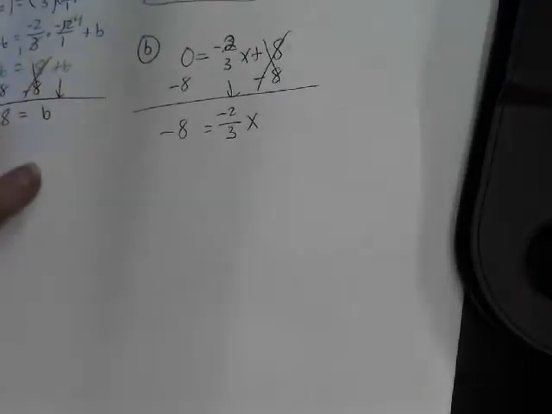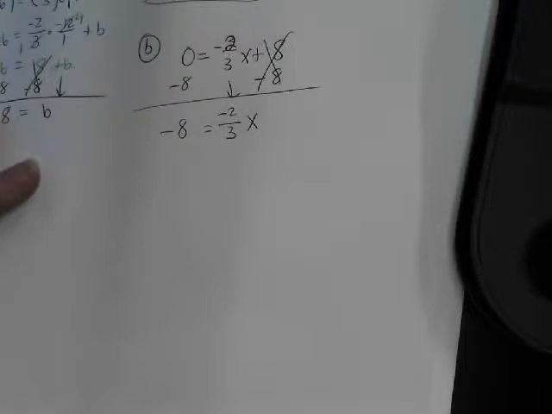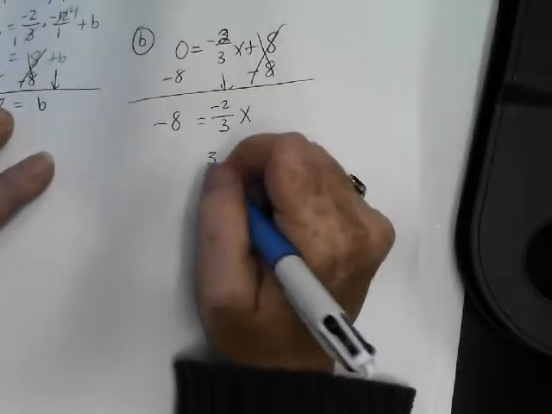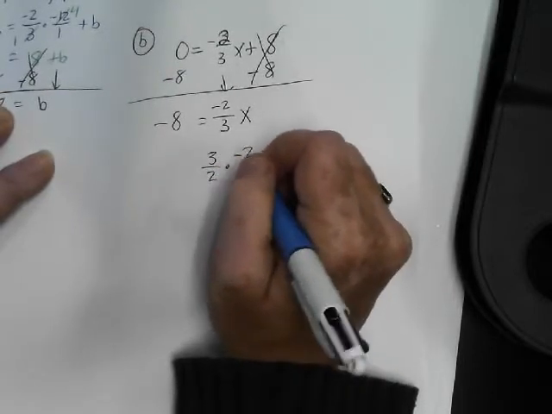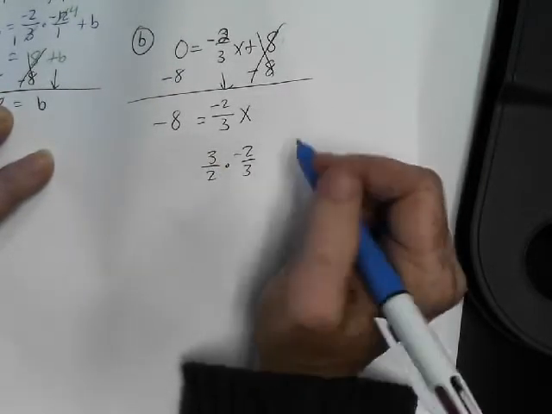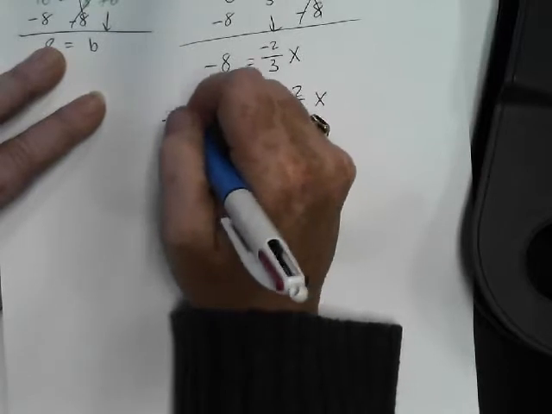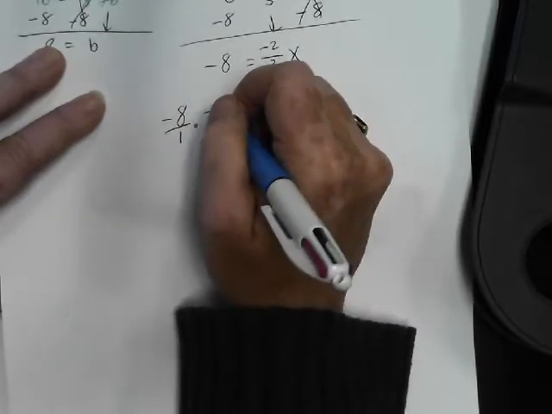And then, does anyone know how I can get the x by itself? Caitlin must know. Do you remember from algebra? Divide by 2/3. Okay, you know how when you divide, you flip and multiply? Would that be okay if, instead of dividing, I flipped and multiplied both sides by 3/2? Look, 3/2 times negative 2/3. Well, actually I want negative 3 halves, don't I? And then look, negative 8 over 1 times negative 3 halves.